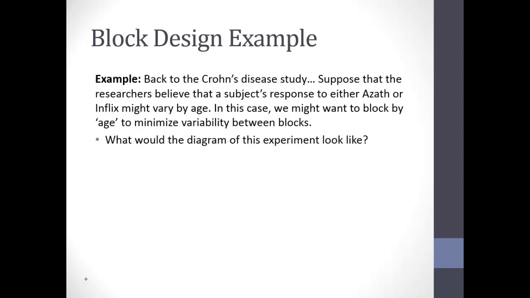So for example, if we go back to our Crohn's disease study, remember we were giving our subjects either some combination of a pill and an injection or a placebo. So there was some combination there, if you remember back to the first example. But suppose that now the researchers believe that a subject's response to either the injection or the pill might change based on how old they are. So in this case, age would be a confounding variable.